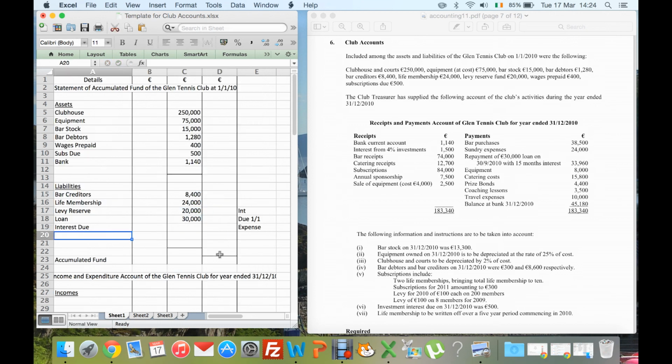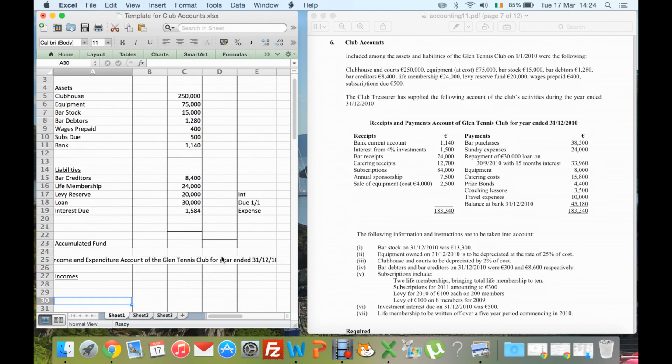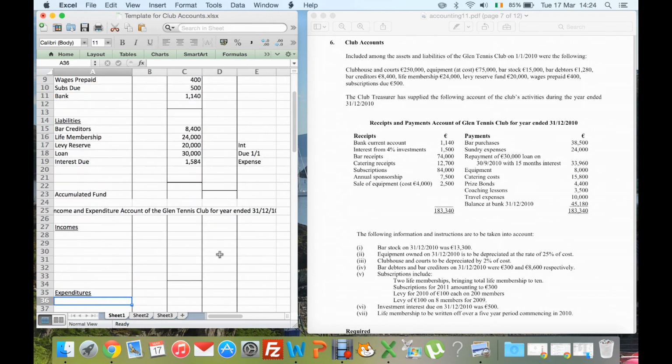Okay, so the amount due is, and then the expense, I might as well just take that now, and I'll put that in here as an expenditure.